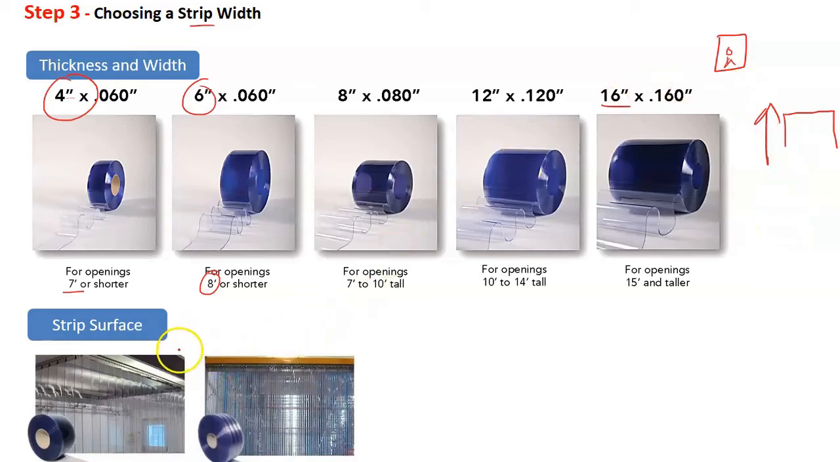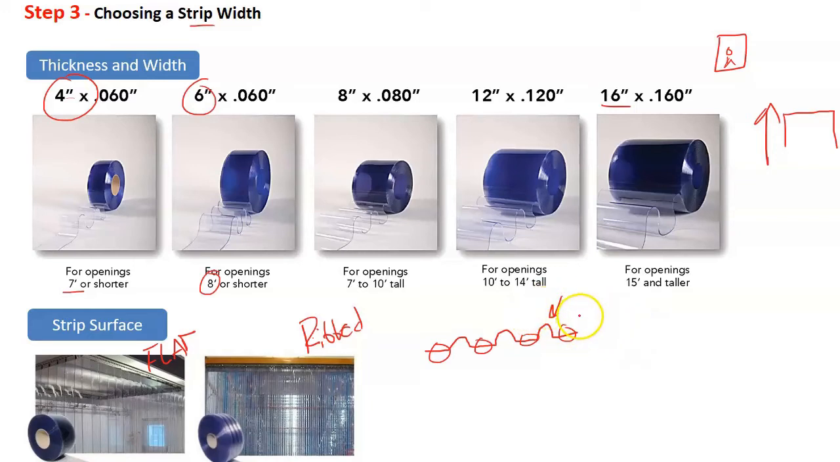Now, the surface, you have two choices. You have a flat, and then you have a ribbed strip. Now, ribbed strips look something like this. And a common question we get, well, why would you want that rib there? So this rib is there to keep traffic from scratching the lower part of the strip. So it's also called an anti-scratch strip.